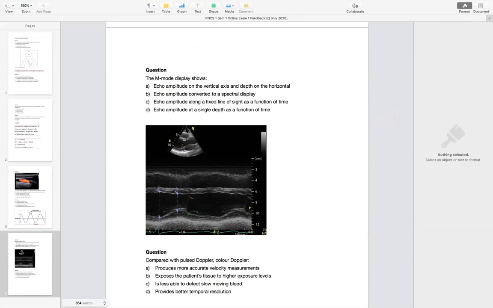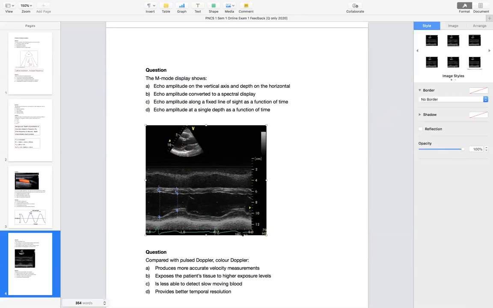Then, via that one fixed line of sight, information is displayed as a function of time here. So the horizontal display displays time, and the vertical display, that fixed line of sight, in this particular case, through the right and left ventricles of the heart.